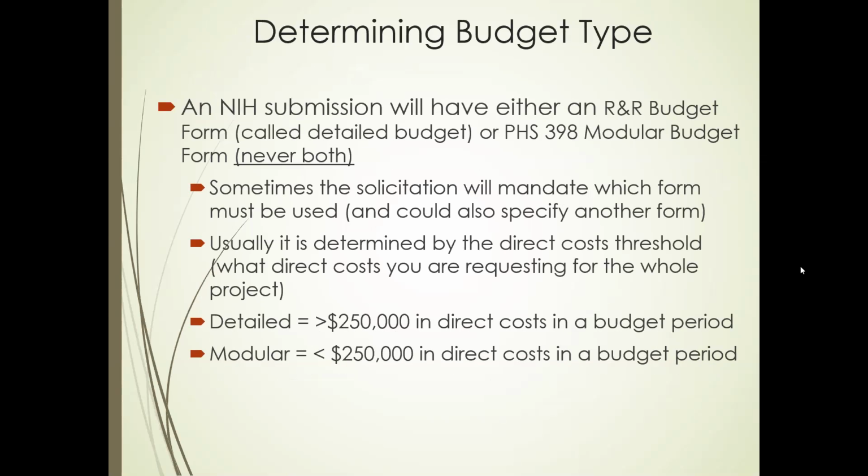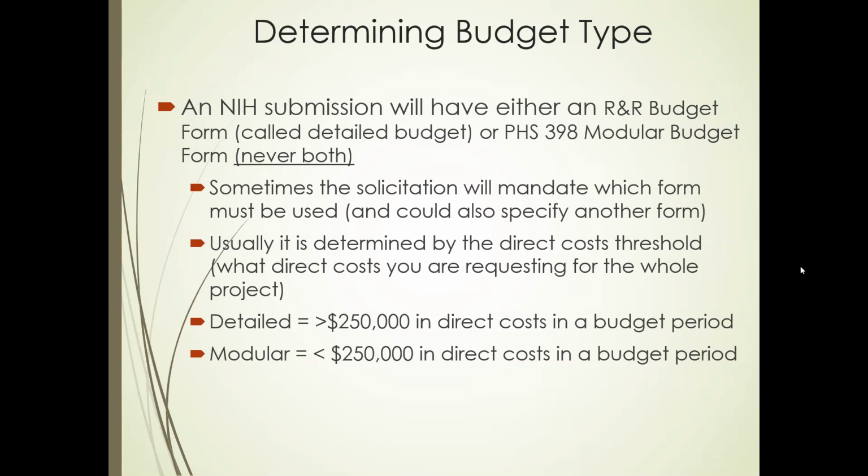So now we get into the fun part of determining what your budget type is going to be. NIH has two types of budget. They have what's called the R&R budget form, or the detailed budget, and then they also have the PHS 398 modular budget. And while an application may have both of these forms available to use, you will never use both. You have to pick which one suits what it is that you're doing or the solicitation.